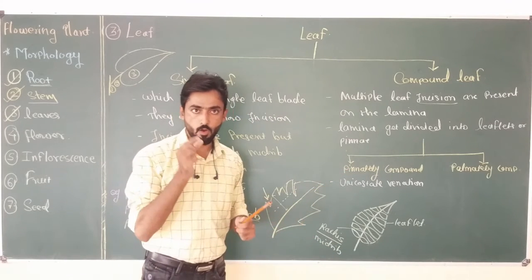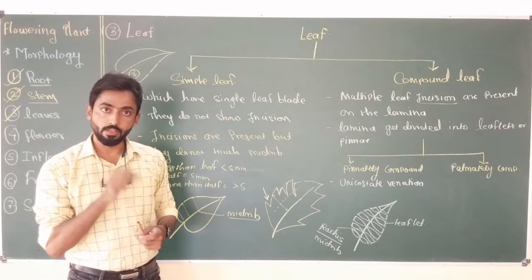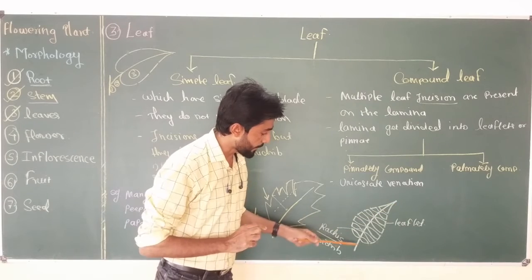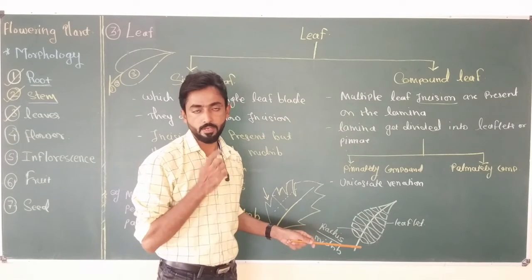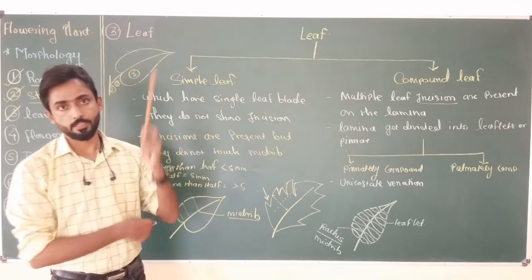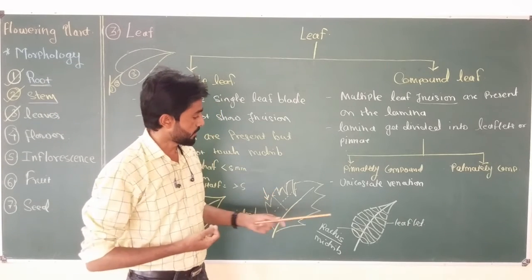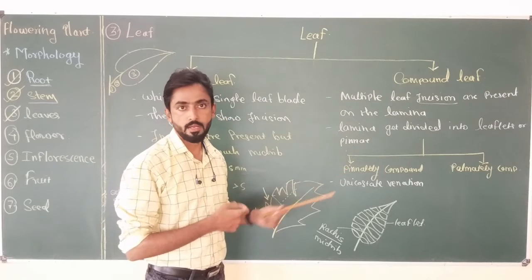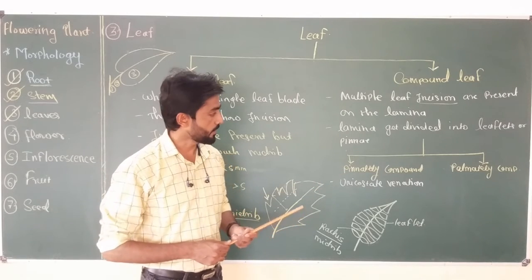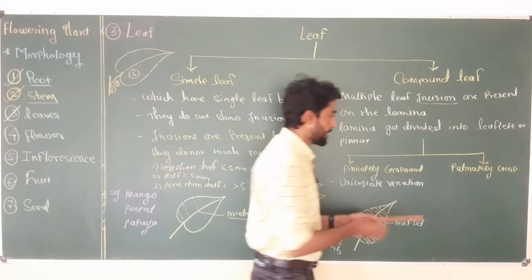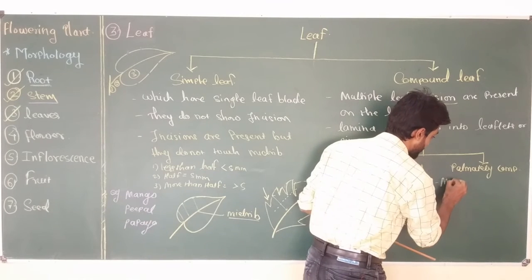Pinnately compound leaves are always present when the venation is unicostate. So in this case you can observe the original leaf has a single mid vein or midrib, so it is called unicostate venation, and this type of leaf after development of incision leads to formation of pinnately compound leaf. Now in case of palmately compound leaf, multicostate venation is present.